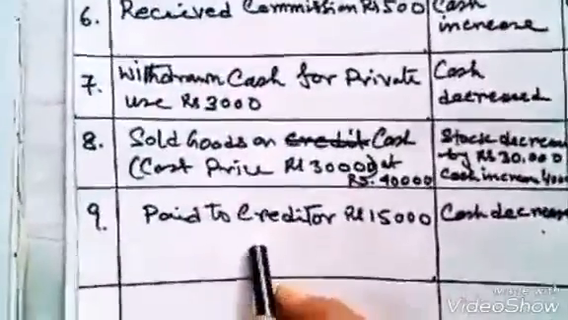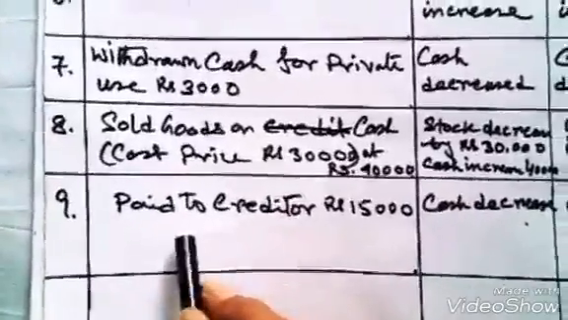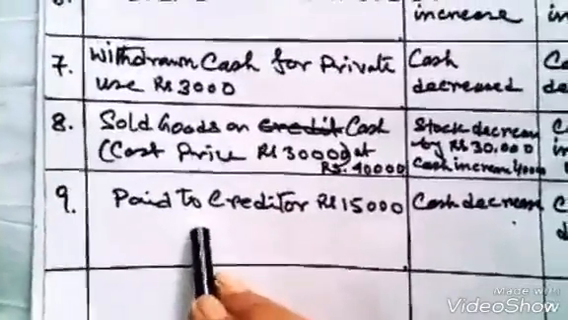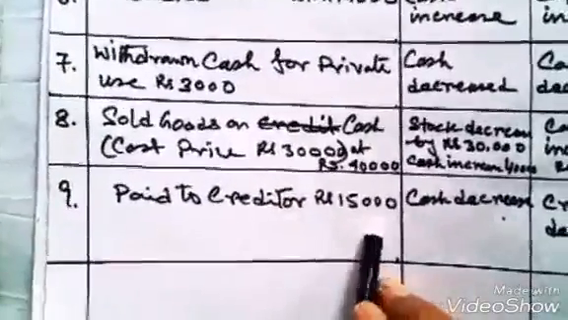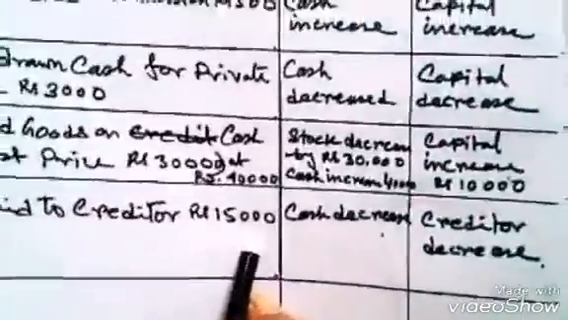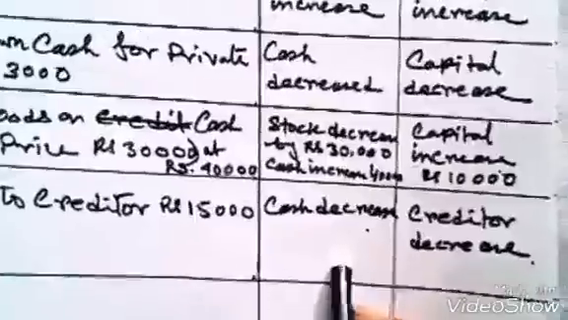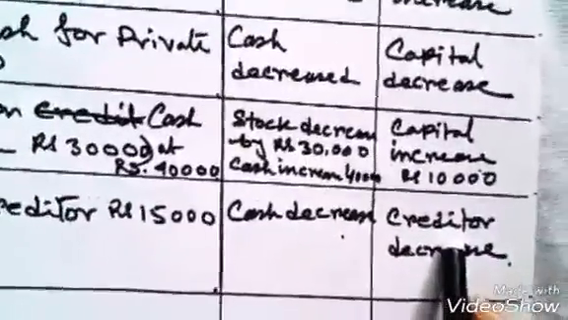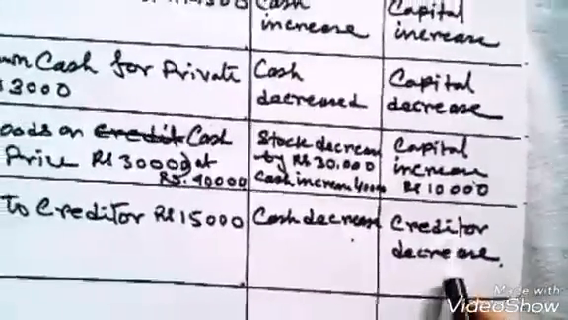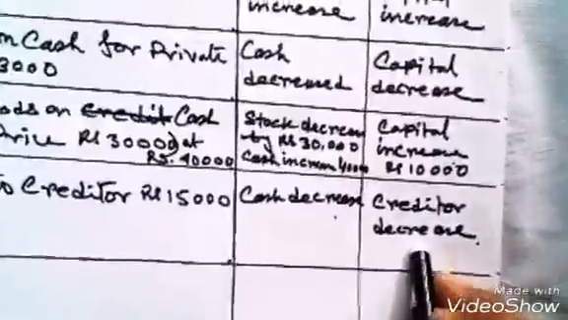Now question number 9. The transaction is paid to creditor rupees 15,000. So it decreases cash by 15,000 and decreases the creditor on the capital plus liability side by the same amount.